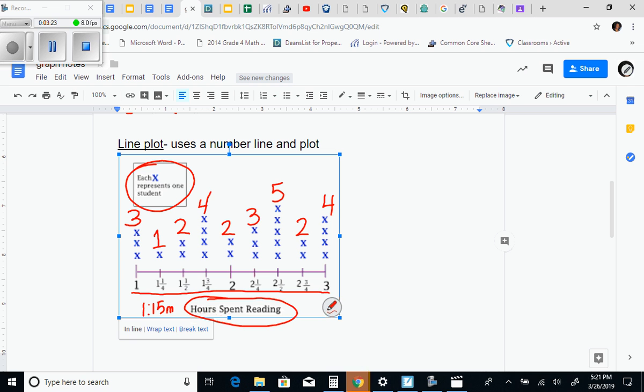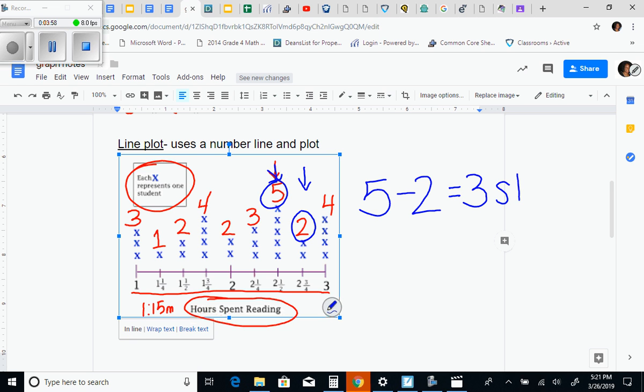If I was going to ask how many more students read 2.5 hours than students that read 2 3/4 hours. So you will look at both of those values. I can see that 5 students read for 2.5 hours and only 2 read for 2 3/4. So if I'm looking for how many more, I want to find the difference between those two. How many more often does mean subtract. So we're going to take 5 minus 2, and we know that the answer is 3, but we also want to give a label of 3 students. If they ask us a question like that, we also always want to label what our answer is going to be.